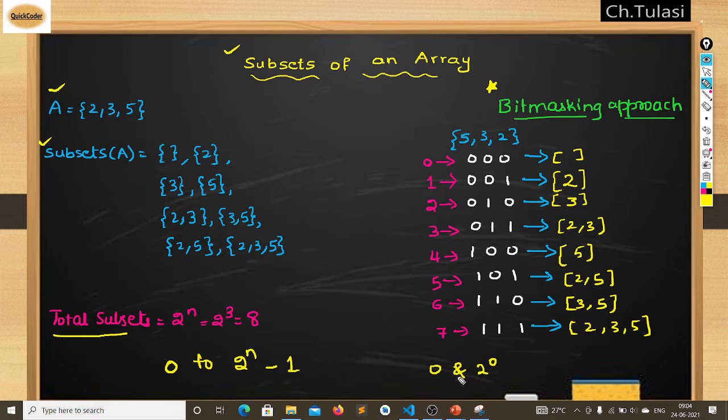Whenever I am performing the AND operation, internally this 0 will be converted to decimal format. So what is the decimal format for this 0? Just like this. And what is the decimal format for 2 power 0? 2 power 0 means 1. One decimal format is here. I will do the AND operation.